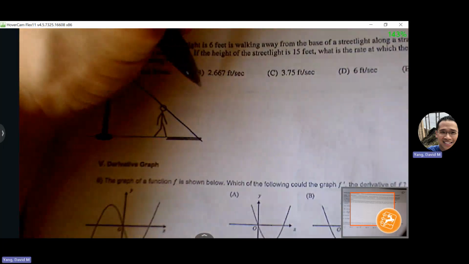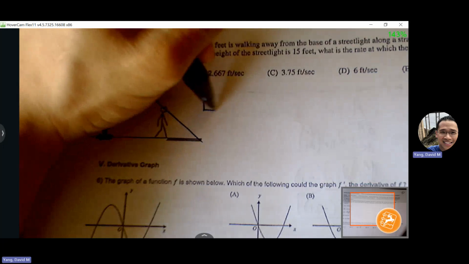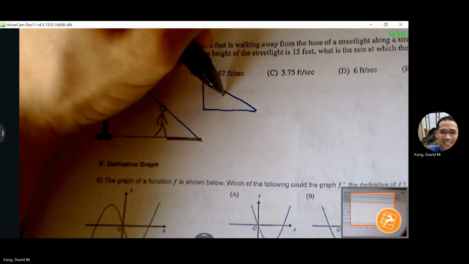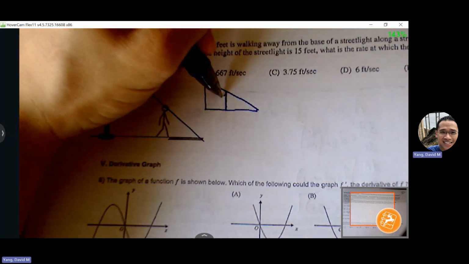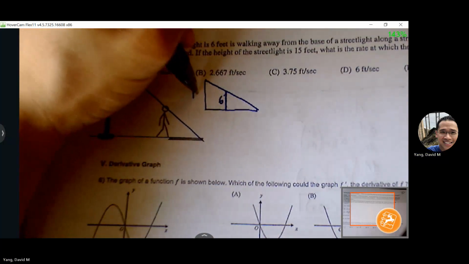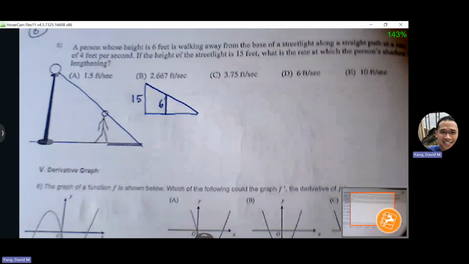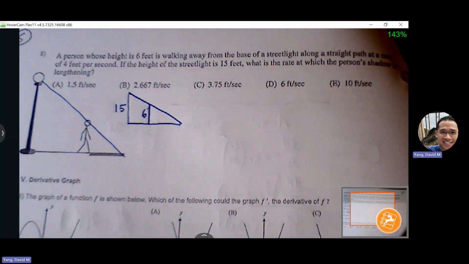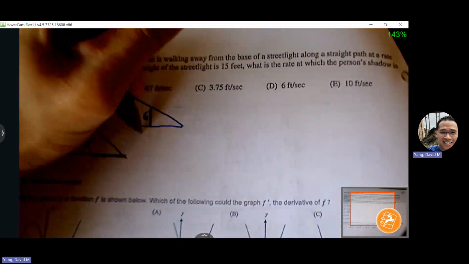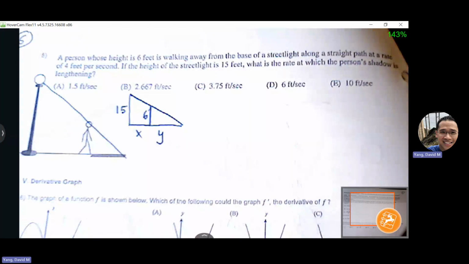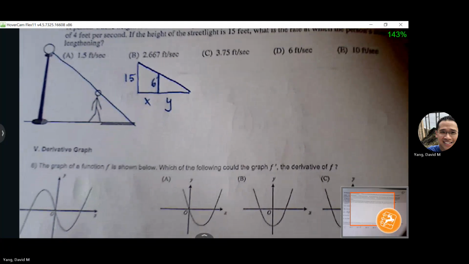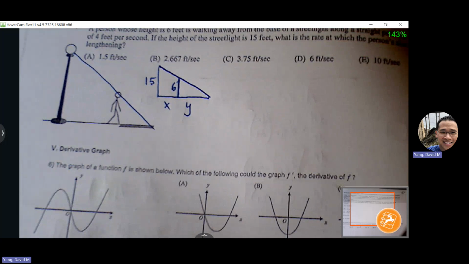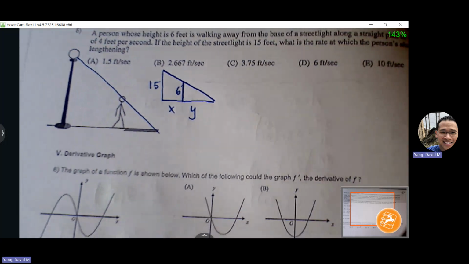So I like to build out the triangle this way. We know that the person and the lamppost, they're not going to change in terms of their height. So those are the constants. So 6 feet tall, 15 feet tall for the street light lamppost. And then go ahead and put x and y here. Okay. So we're going to create a proportion equation. And then once you have that equation, then we can cross multiply and we can find the derivative.